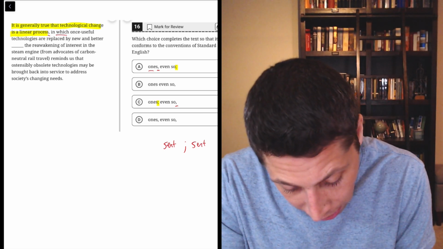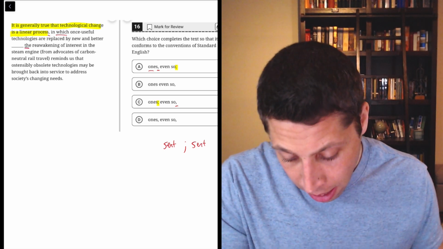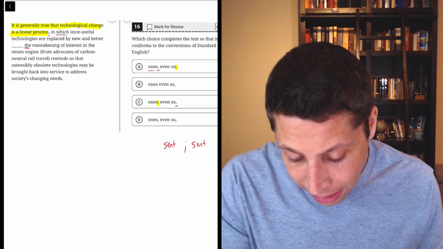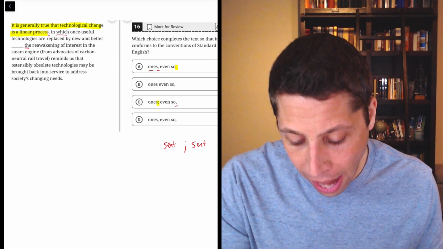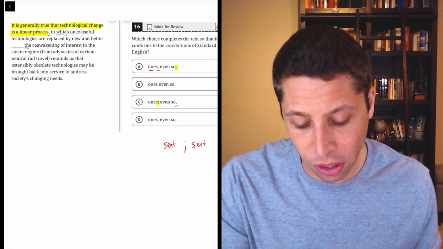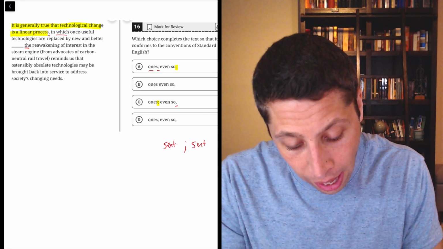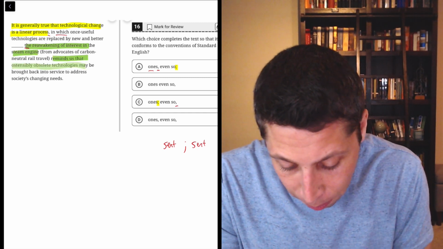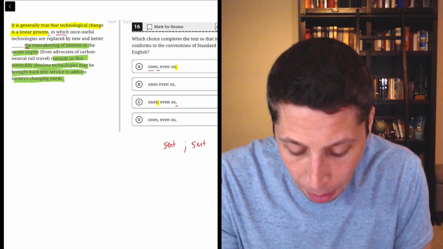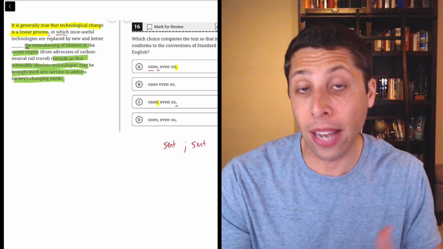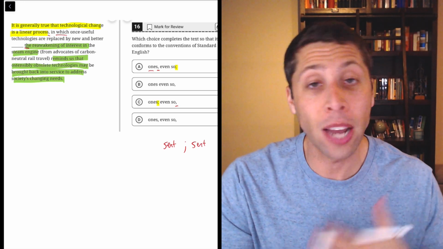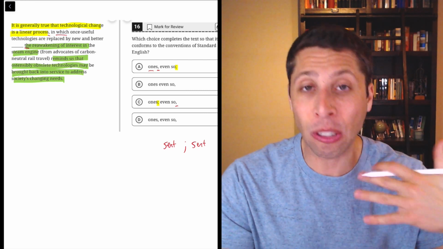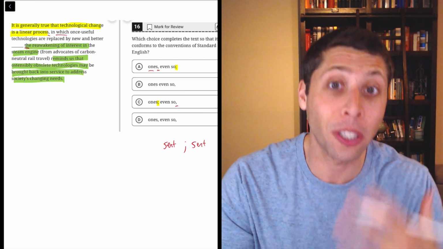So we're going to start right here with the reawakening. The reawakening of interest in the steam engine reminds us that ostensibly obsolete technologies may be brought back into service to address society's changing needs. So notice what I did there. I did not read the part in parentheses, because I knew it was going to distract me. And the parentheses, kind of like two commas, are a way of telling me I'm interrupting a thought. And so they're just extra. We can ignore them. I don't want to listen for it because I think it's going to interrupt the flow. And without it, I'm much more likely to hear that I have another complete sentence here.